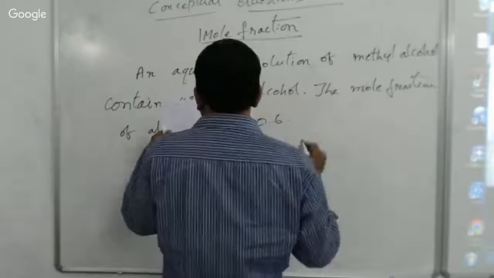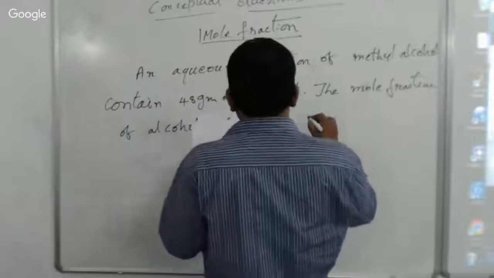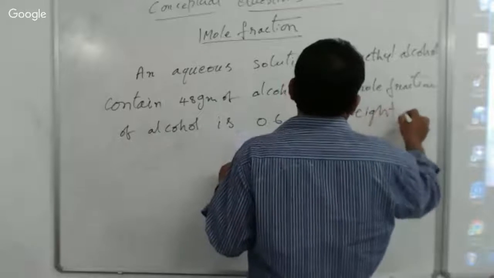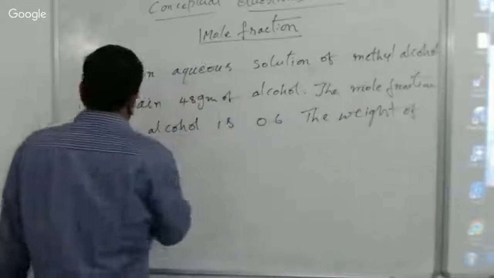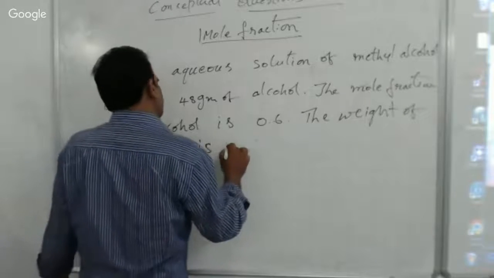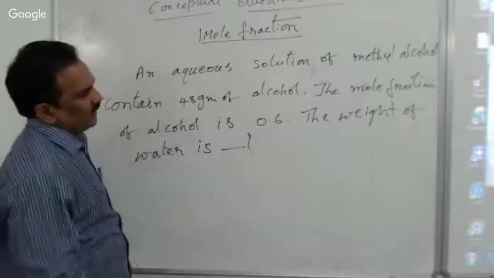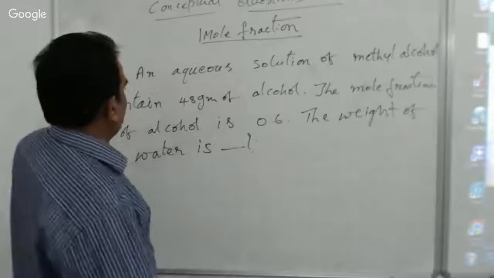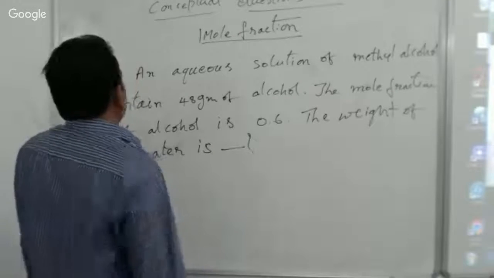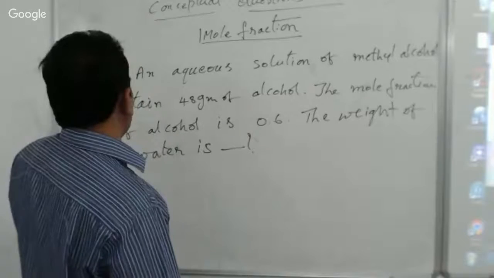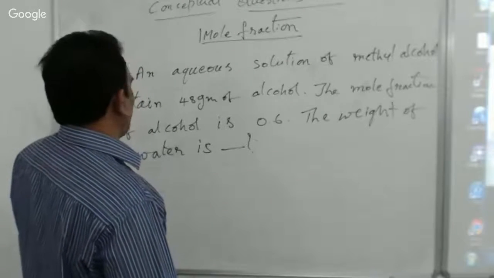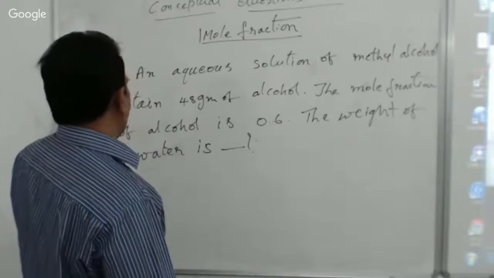Okay. Already I gave you the mole fraction of one thing. The weight of water is how much? Look at here. Simple. The concept is one and the same. Which is missing from there, we need to identify. So here, an aqueous solution of methyl alcohol contains 48 gram of alcohol. The mole fraction of alcohol is 0.6. The weight of water is?